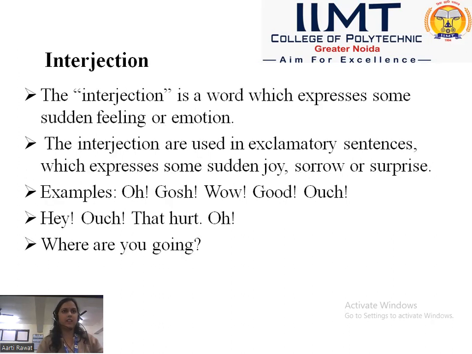So interjection. The interjection is a word which expresses some sudden feeling or emotion. The interjections are used in exclamatory sentences, which express some sudden joy, sorrow, or surprise. Some sudden emotions को show करता है. Examples: oh, wow, good, ouch, hey, that hurt, oh, what are you doing? So these sentences show our emotions, sudden feelings. So these are interjections.